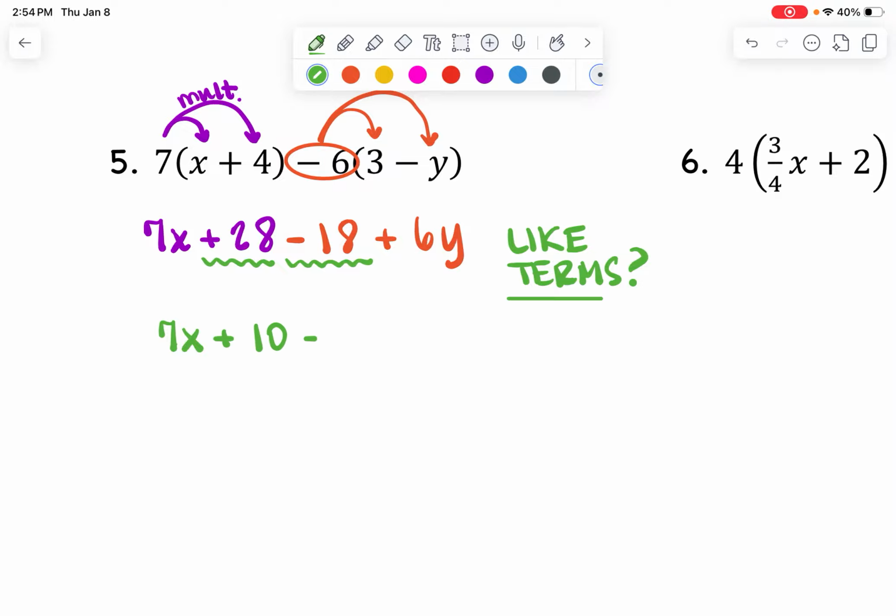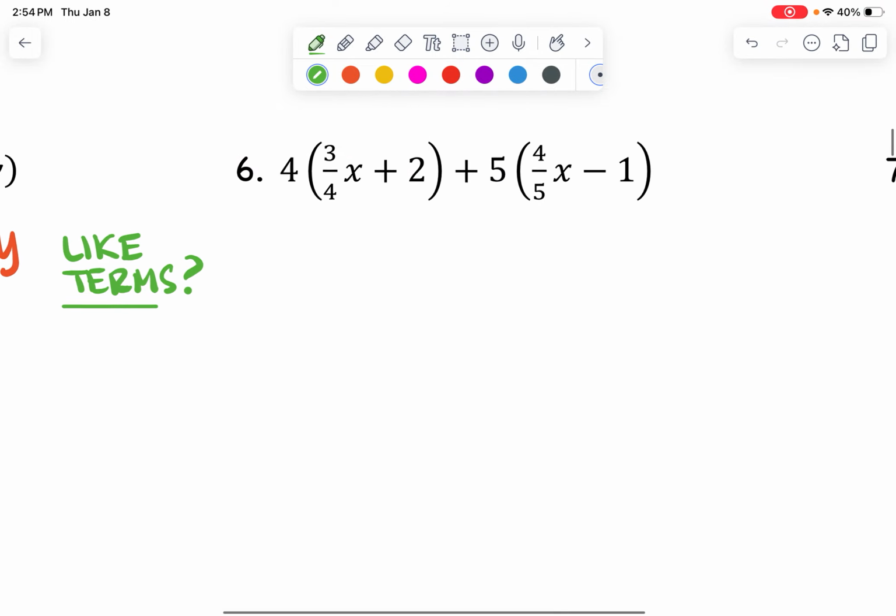And then I'm going to bring down that 6y because he doesn't have any y buddies to combine with. And that is going to be our final answer. So all of these homework problems are at most 2 steps, right? Distribute to get rid of parentheses, combine like terms if you have any. Okay? All right, let's hop over here.